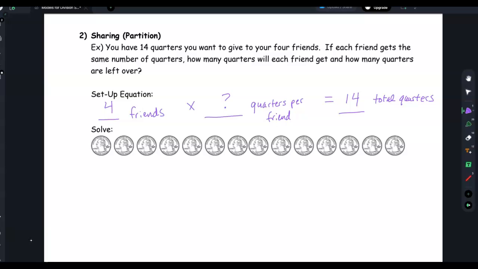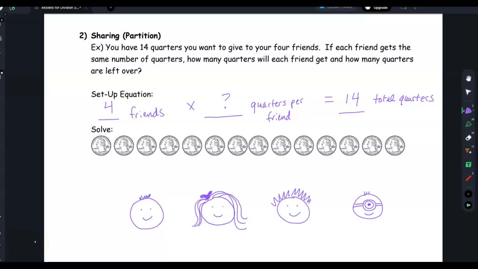I would probably just start distributing them one at a time. So I'm going to go ahead and draw my 4 friends here, which you could just do like a stick figure or a smiley face or something. But I'm going to show the four people that I'm giving these quarters to. So here's my 4 friends, and then I'm just going to start giving them quarters one at a time. Typically, I would draw arrows when I have to do this with the drawing, but if I actually had quarters, I could just hand them out, right? So it doesn't matter. Let's just start by giving a quarter to each friend.